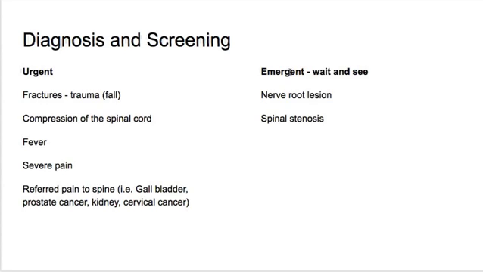Then there are some emergent conditions that don't necessarily mean that we don't have to do physical therapy, but that we may need to be cautious or adjust our prognosis of what we expect. Those include nerve root lesions and spinal stenosis.